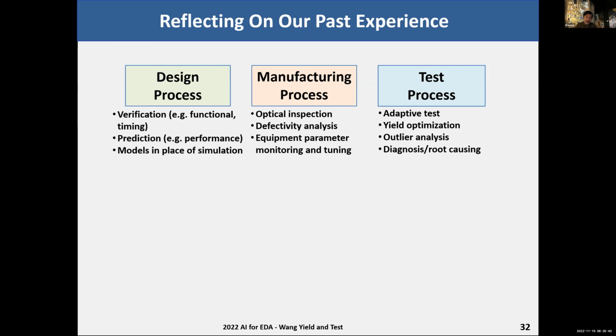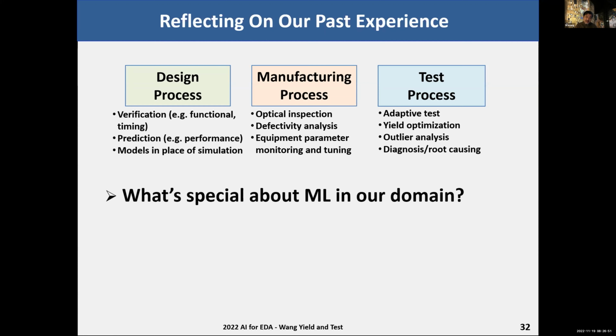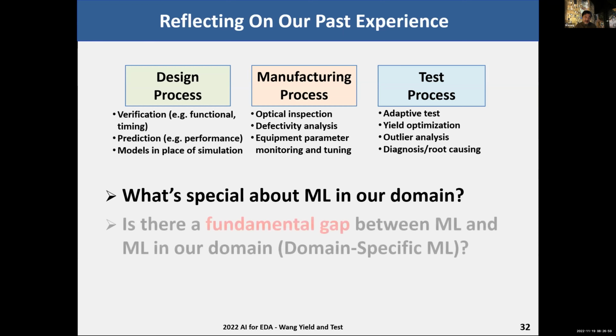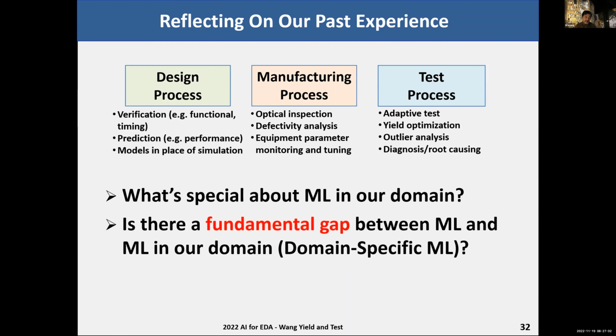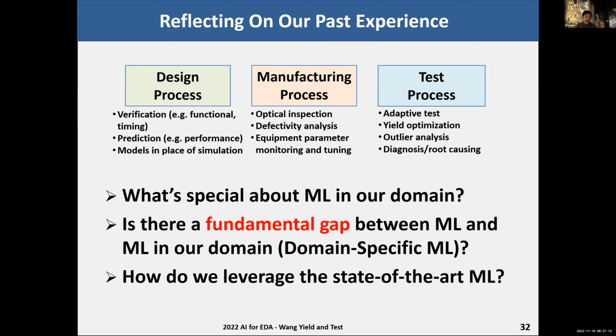Starting from 2018, about 5 years ago, based on all this experience, we started to focus on asking questions like these. We're really wondering, what is so special about machine learning in our domain, in the test data analytic domains? Is there a fundamental gap between machine learning and machine learning in our domains? Or we can just briefly say, domain-specific machine learning, or DSML. And another fundamental question we're wondering is how do we leverage the growing state-of-the-art machine learning technology?